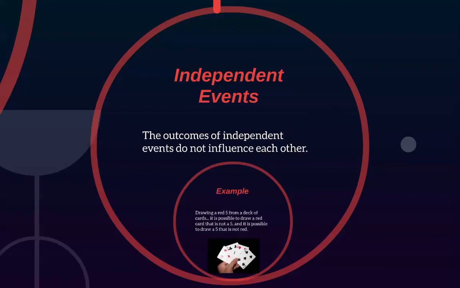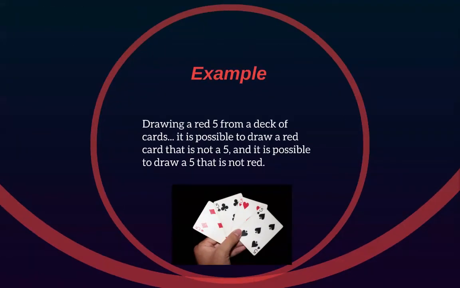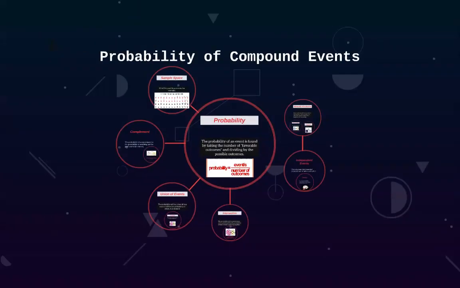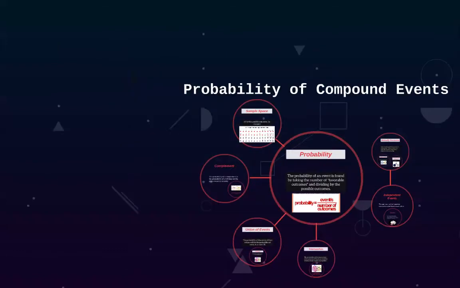Independent events are similar to mutually exclusive, but there are some differences here. They don't influence each other. So my example is drawing a red 5 from a deck of cards. I could draw a card that's red and not a 5, and I can draw a 5 that is not red. But I could also draw one that is both 5 and red. So that's the probability of compound events. That's some of our basic vocab.